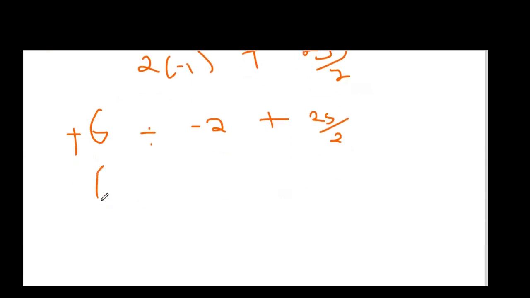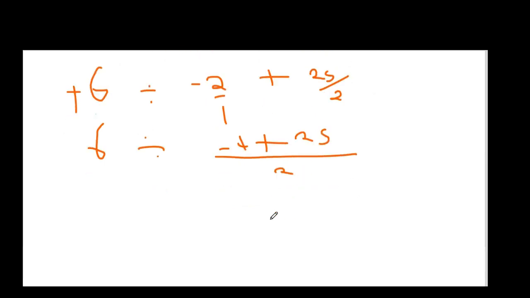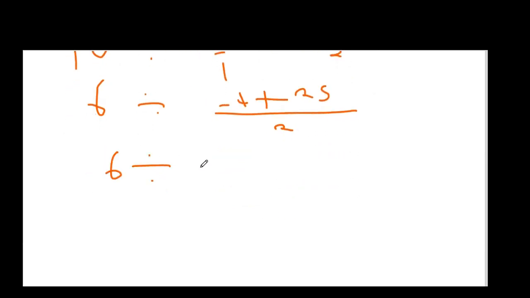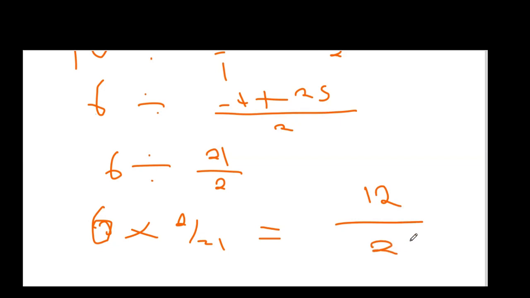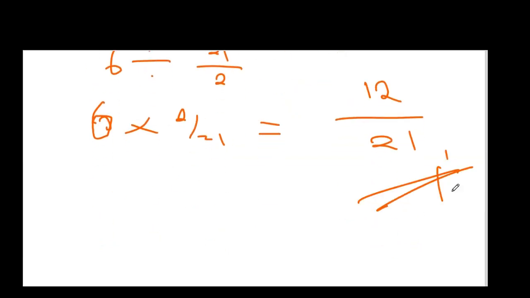So you can see that there we have 6 divided by, then here we find the common denominator, which will just be 2, over 1. 1 into that, 2 times that, we have a minus 4, then plus 2 into that, we have a 2, and then we have a 25 there, okay? So it means 6 divided by, what are we going to have on top? We're going to have a 21, then over 2 there, okay? So it will be 6 multiplied by 2 over 21, okay? So 6 multiplied by 2 is just going to give us 12 over 21, okay? So this is our final answer there.